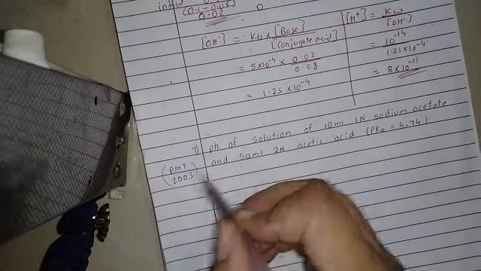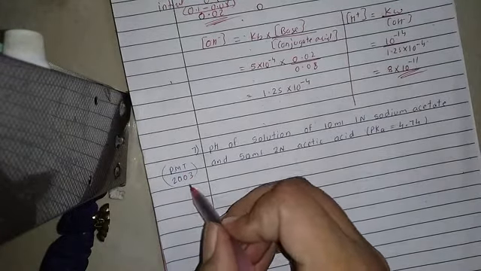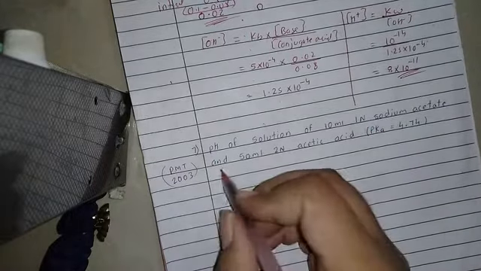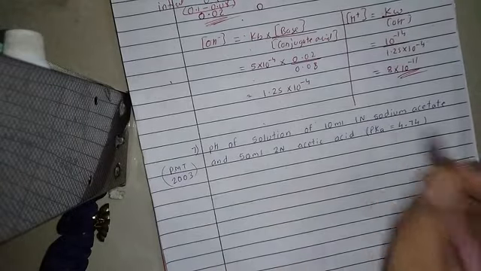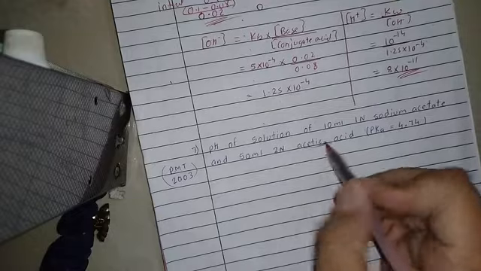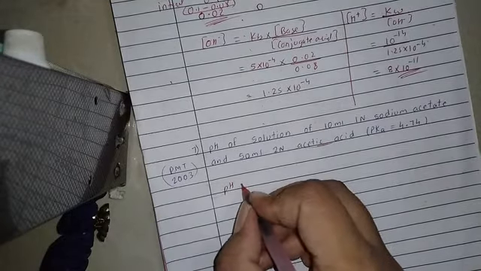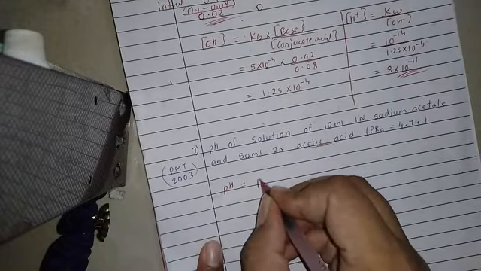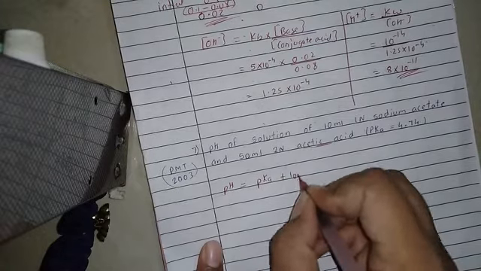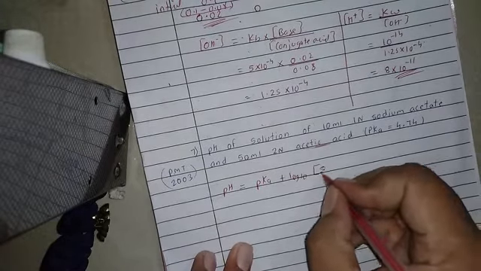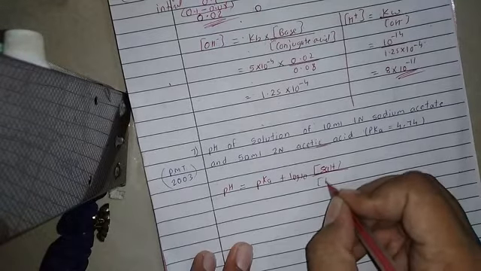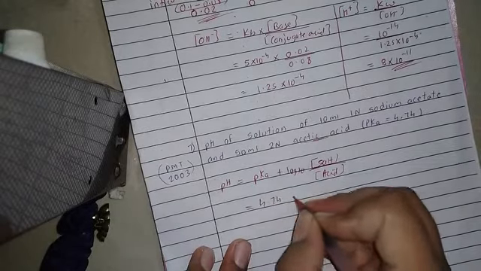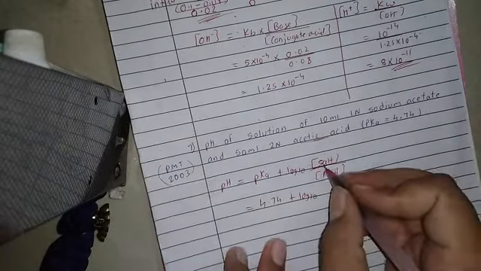Okay, so the next question asked in the PMT pre-medical test in 2003: the pH of the solution of 10 ml 1 normal sodium acetate and 50 ml 2 normal acetic acid, pKa is given. It is an acidic buffer, so pH will be equal to pKa plus log base 10 of salt concentration upon acid concentration. So pKa is given, 4.74, plus log base 10 of salt concentration.